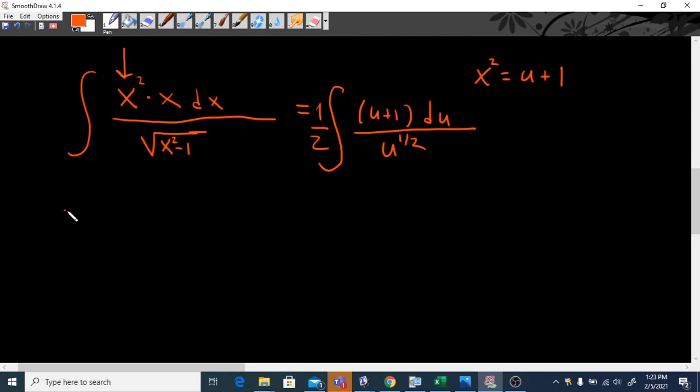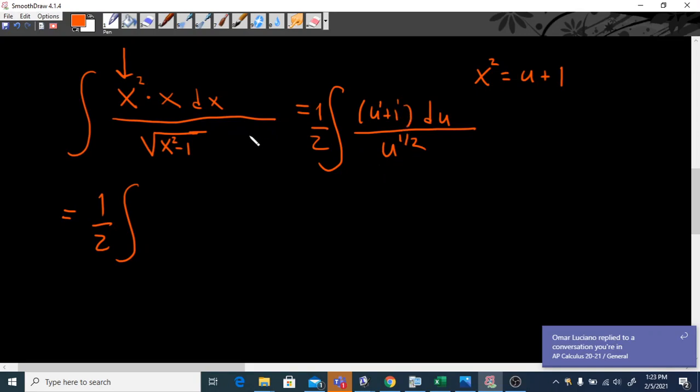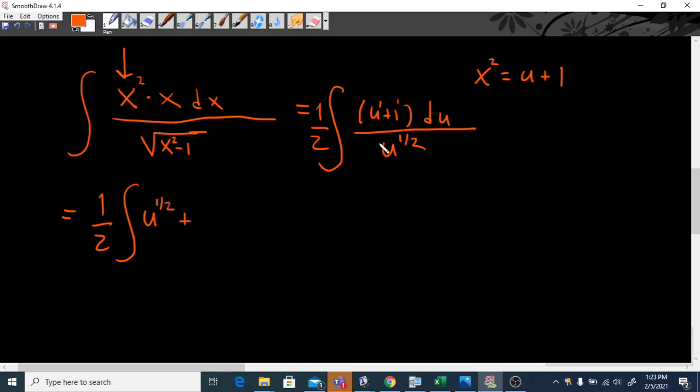So now let's just do some algebra and solve this thing, okay? We're just going to split this. This is going to be u over u to the 1/2, which is u to the 1/2. And then 1 over u to the 1/2 is going to be u to the negative 1/2. Okay, so now we just have to integrate this.